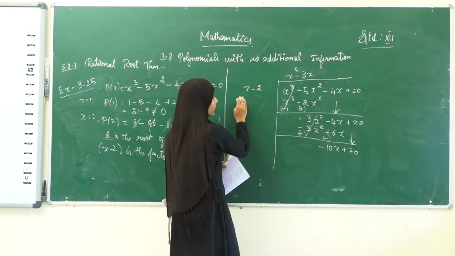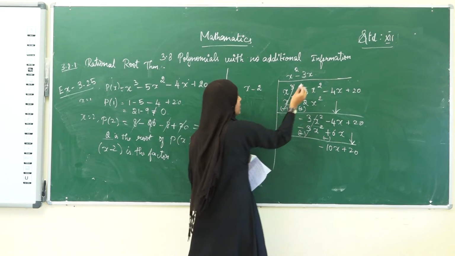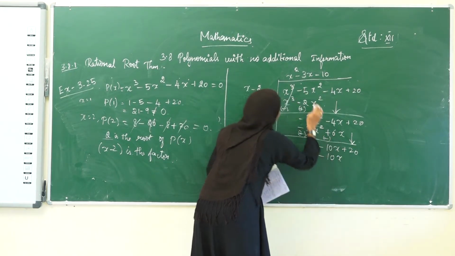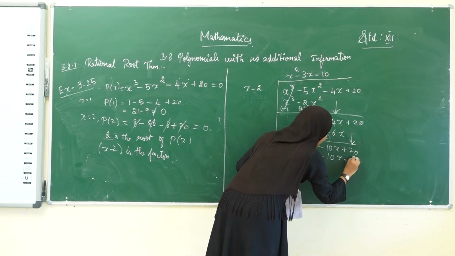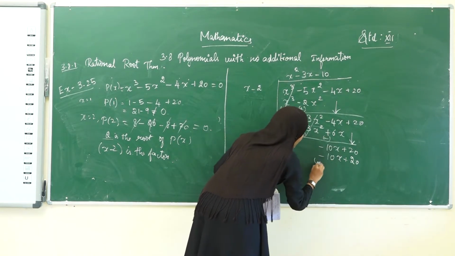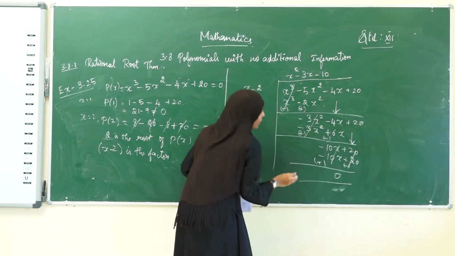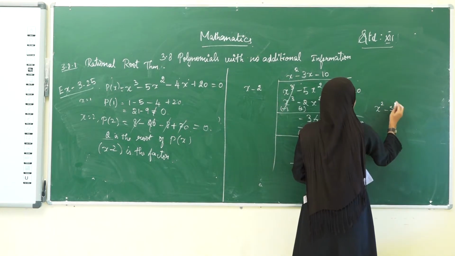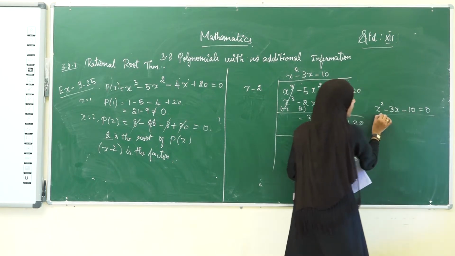Now consider this first term. Here it is minus 10x. Here it is only x. When multiplying x with minus 10, what's the answer we get? Minus 10x. Minus 10 into minus 2 is minus into minus plus 20. Again changing the symbol, we get 0 as the remainder. So what's the quotient we got? X square minus 3x minus 10 is equal to 0. This is the other factor.